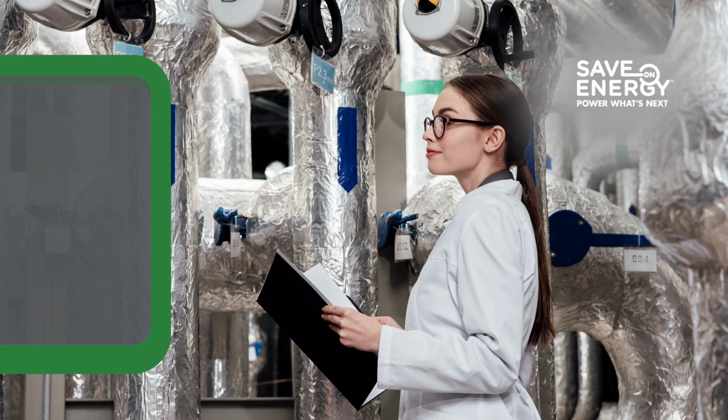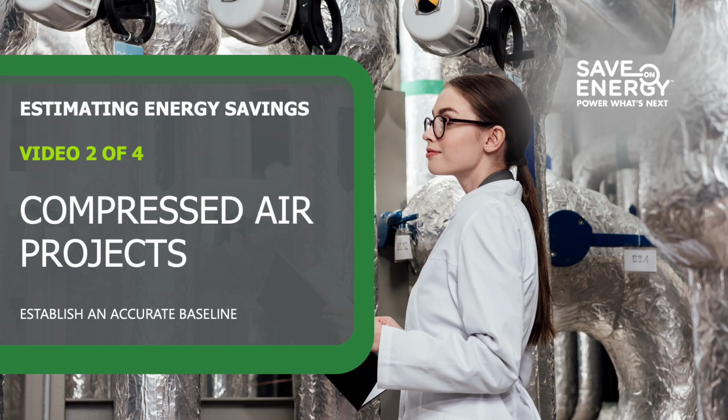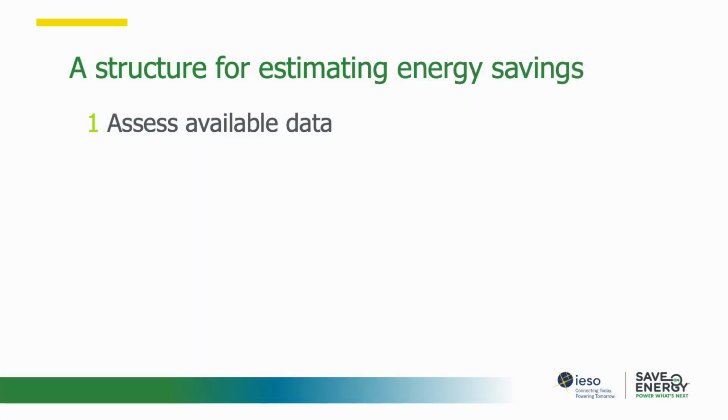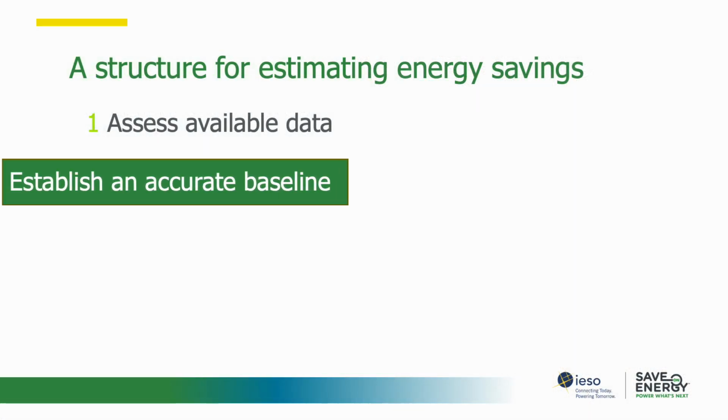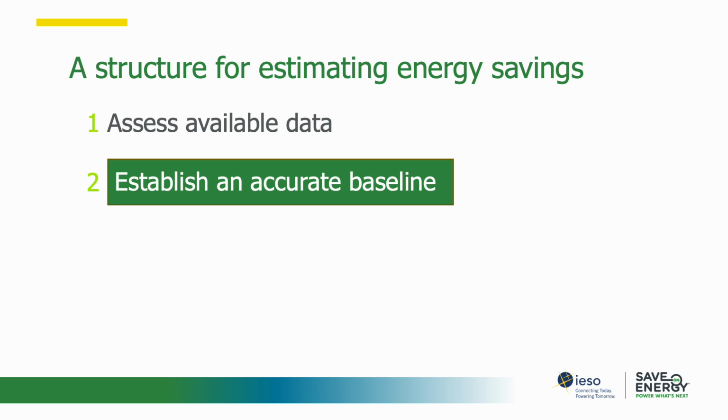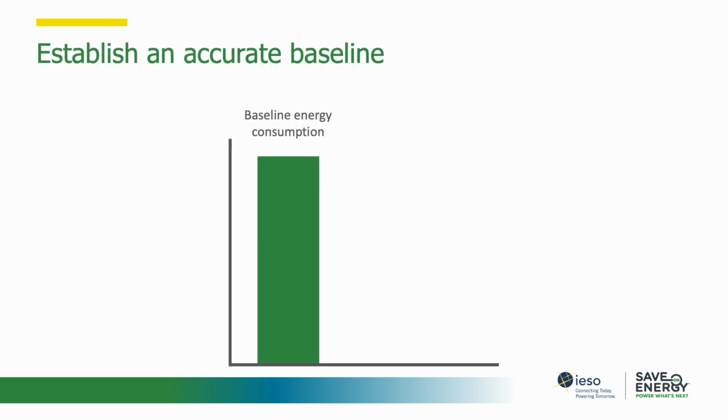In the previous video, we assessed the data that are available about your compressed air system. We'll now look at the second step of the structured approach to estimating energy savings, how to use the data you have to establish an energy consumption baseline for your compressed air system. This will help ensure that you can compare any energy savings estimates against total energy consumption and ensure you're getting reasonable results.